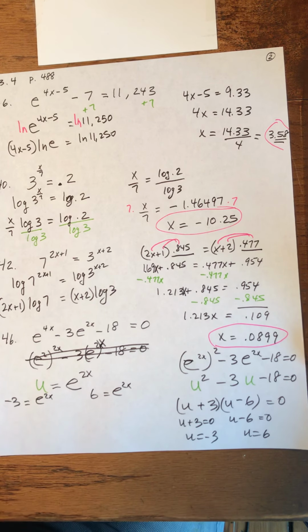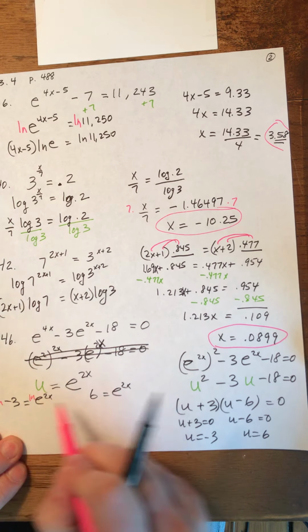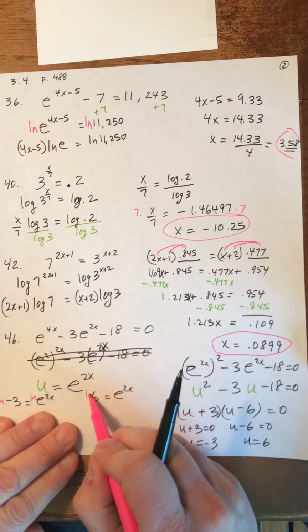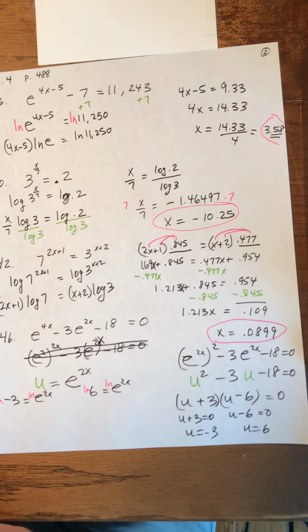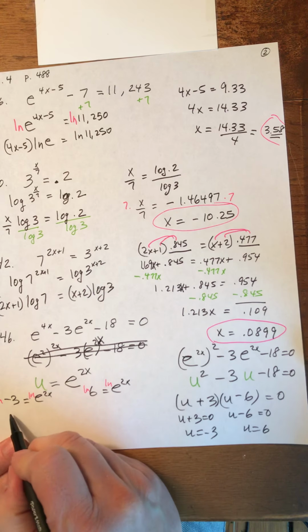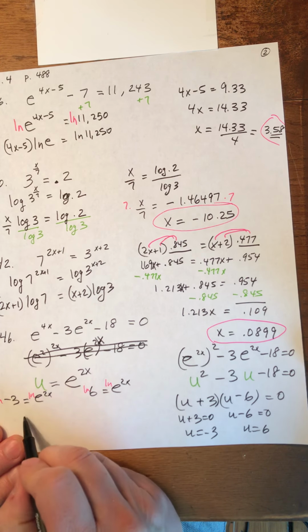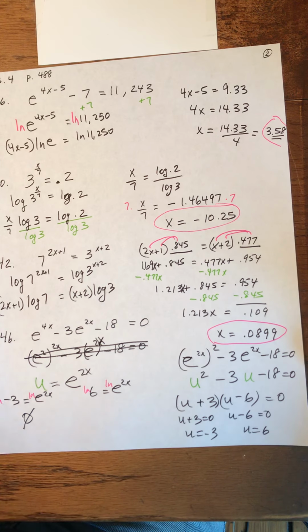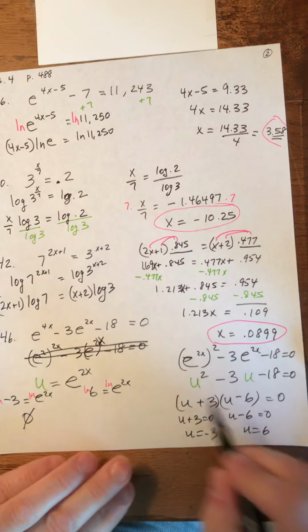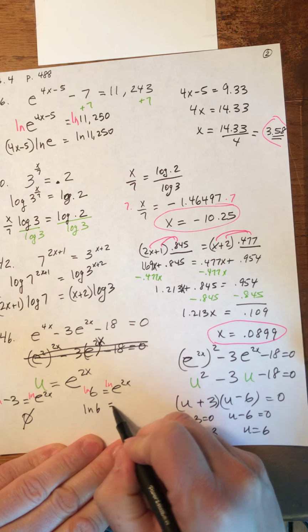In order to solve those, we're going to take a ln of both sides. ln of this side and this side. And now, ln of negative 3, try to put that in your calculator. It doesn't give you anything. So this one doesn't produce an answer because e to no power is going to give you a negative 3. But this one here, we have ln of 6, which is a number.